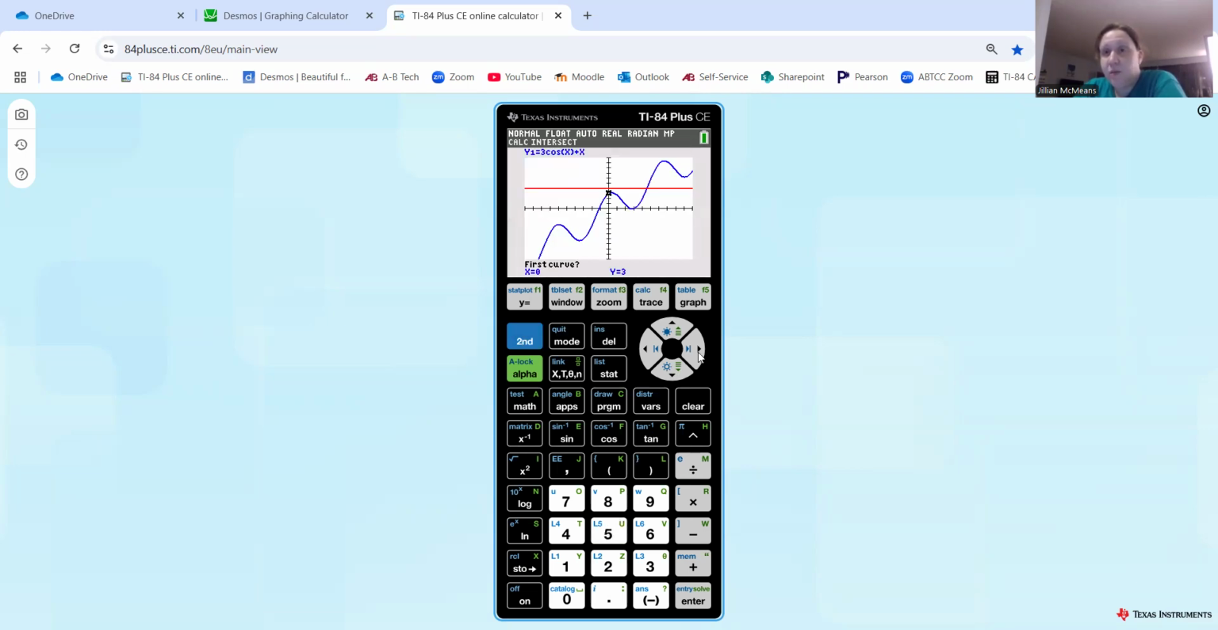And we want to get this little blinking star to mosey over really close to the point where the two lines intersect. Okay, so right there is pretty close to where we intersect. So I'm going to hit enter. And then the cursor automatically jumps to the other graph. So we hit, oops, we don't do what I just did.